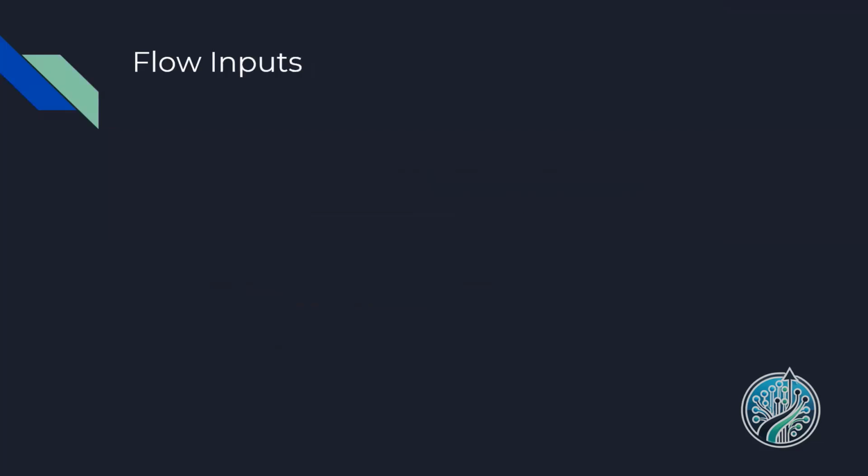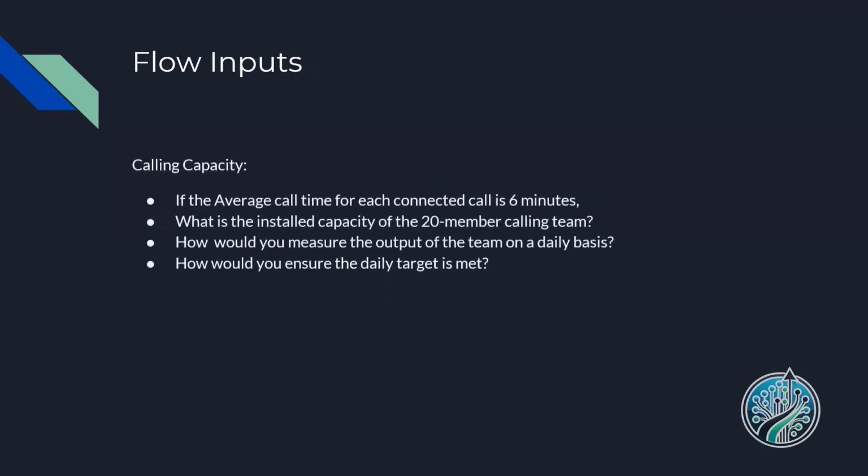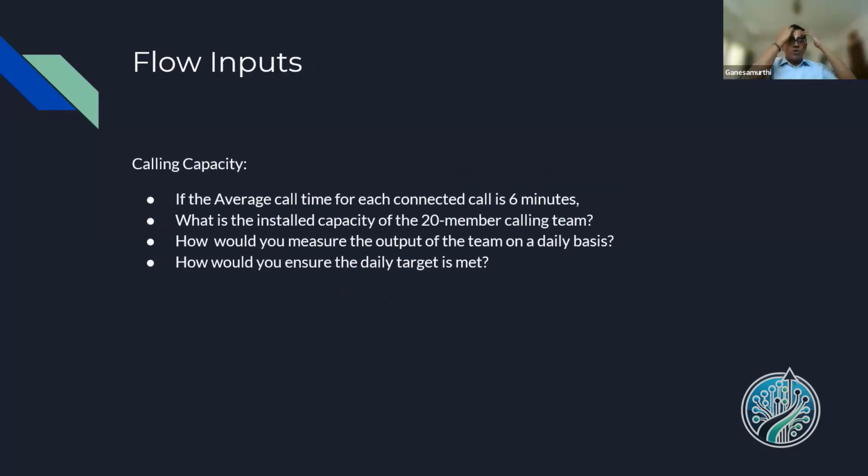Then comes your capacity. Now you know what is the process and what you need to do. Then you'll also have to look at, do I have sufficient capacity? One, is the capacity good enough for whatever I'm trying to do? Three, that is installed capacity, what you have. How is my utilization on a daily basis? And how do we ensure that daily utilization is met? These are 4 critical questions.